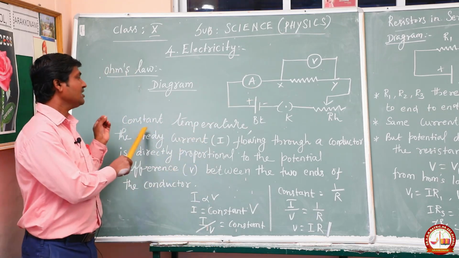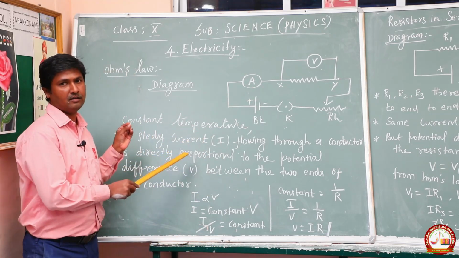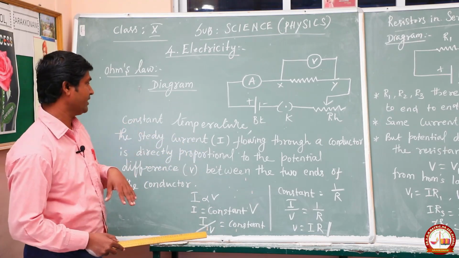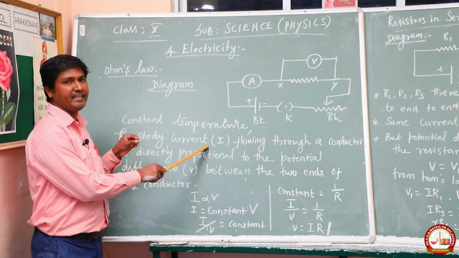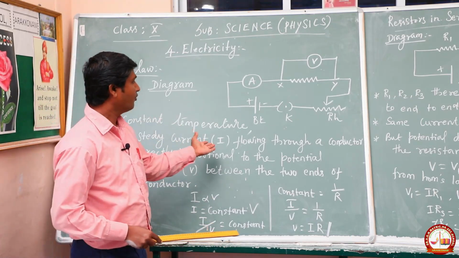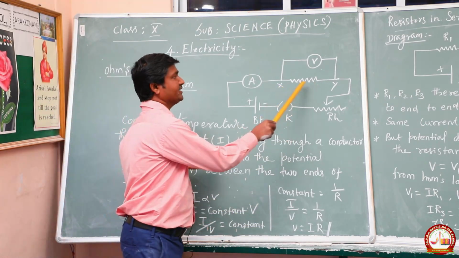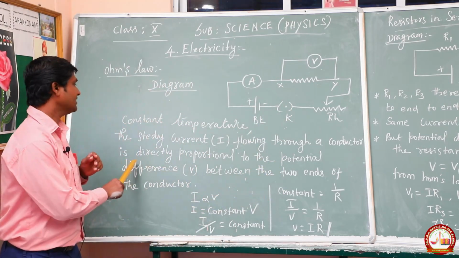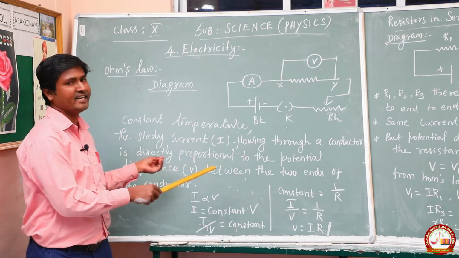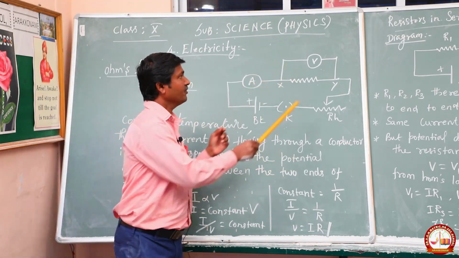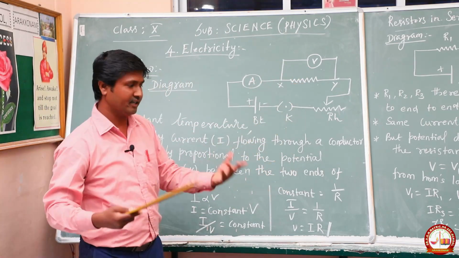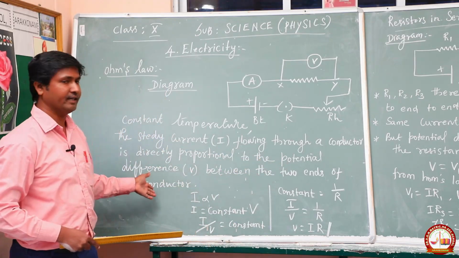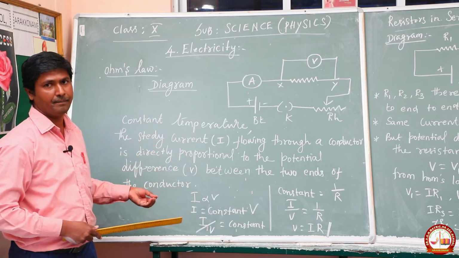Let us take constant temperature, T is constant. At constant temperature, a steady current I flows through the conductor. XY is a conductor, and current I passes through the conductor. The current is directly proportional to the potential difference V between the two ends of the conductor. This is called Ohm's law.